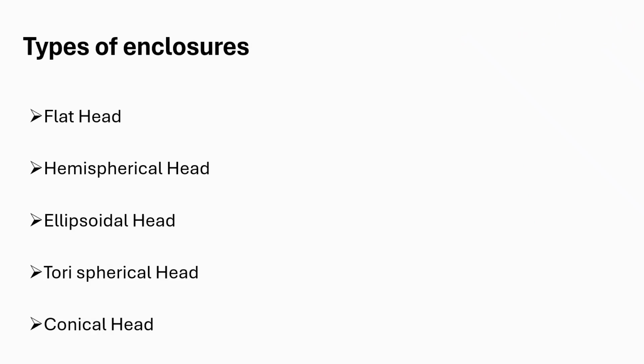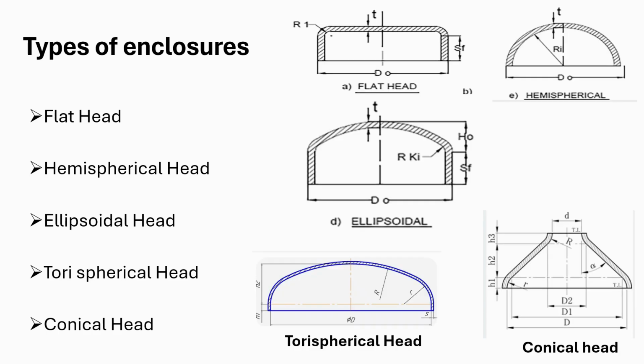Coming to the types of enclosures, the heads or enclosures are classified as flat head, hemispherical head, ellipsoidal head, torispherical, and conical head.